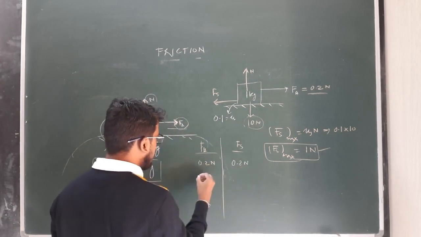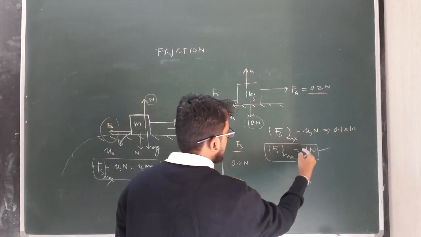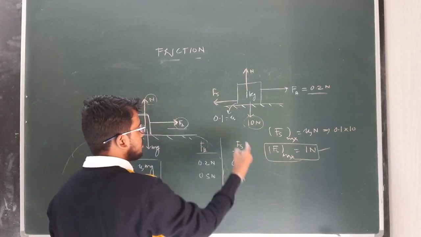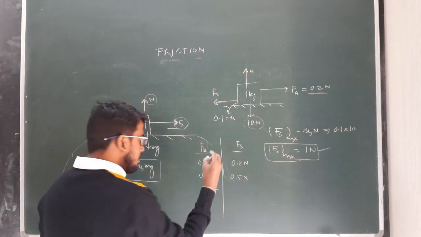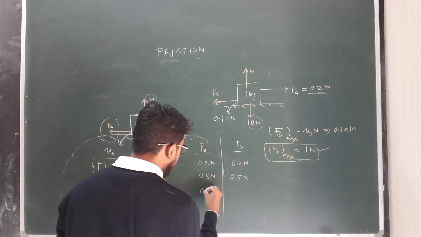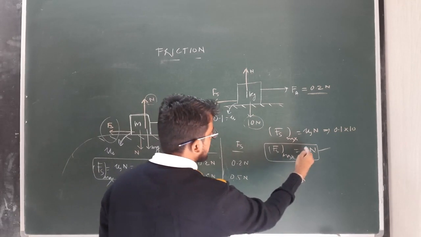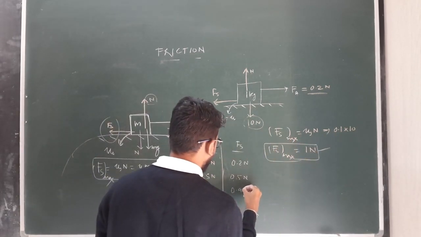Similarly, if I am increasing it up to 0.5 Newton, as 0.5 Newton is less than the maximum value, the static friction will adjust itself and it will become 0.5 Newton. Similarly, when I am taking 0.9 Newton, again it is less than the maximum possible value, so it will adjust itself and again become 0.9 Newton.